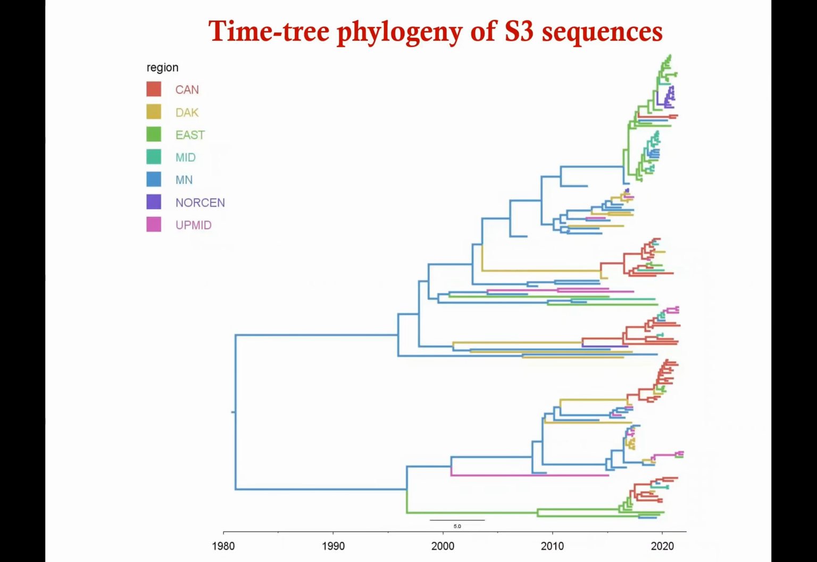Same for the S3 segment: no specific phylogeographic clustering and no grouping of the hepatitis reovirus only. All are mixed together, and the time to most common ancestor is 1980.